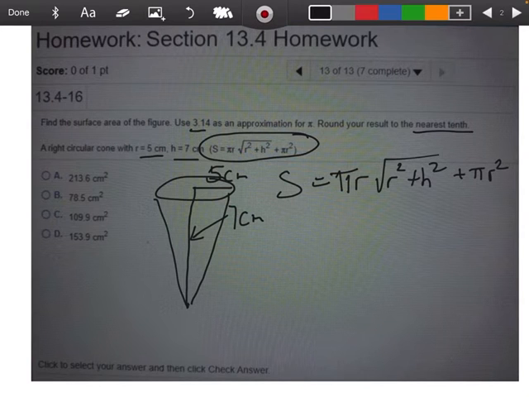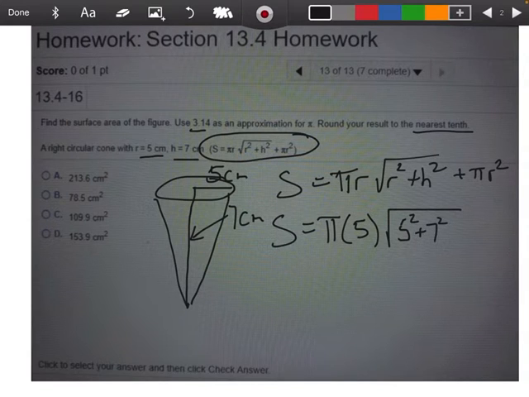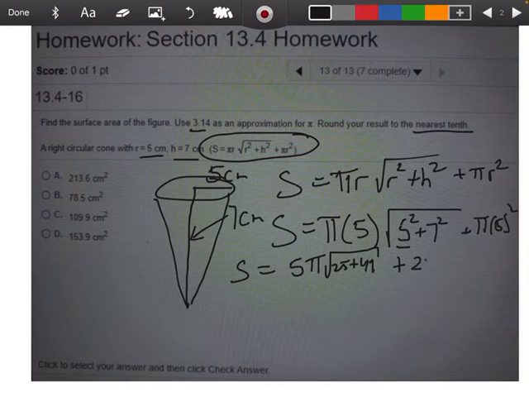Okay, so now we're going to do a little plug and chug. I'm going to leave the pi part alone for right now. The radius we know was 5. Square root of 5 squared plus 7 squared plus pi times 5 squared. So S equals, let's see, this is going to be 5 pi. 5 squared is 25, 7 squared is 49, plus 5 squared again is 25 pi.